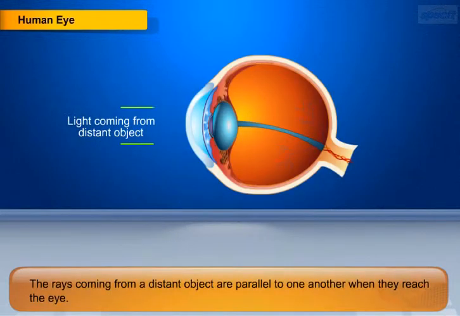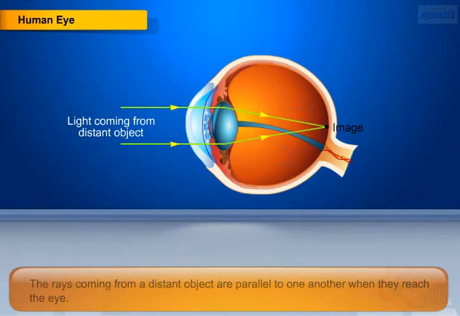The rays coming from a distant object are parallel to one another when they reach the eye. When a light is given out by a distant object, initially the rays diverge, but later, after traveling a large distance, they become parallel when they reach the eye. These rays need a convex eye lens of low converging power to focus them to form an image on the retina of the eye. Note that the convex eye lens of low converging power has large focal length and is quite thin.